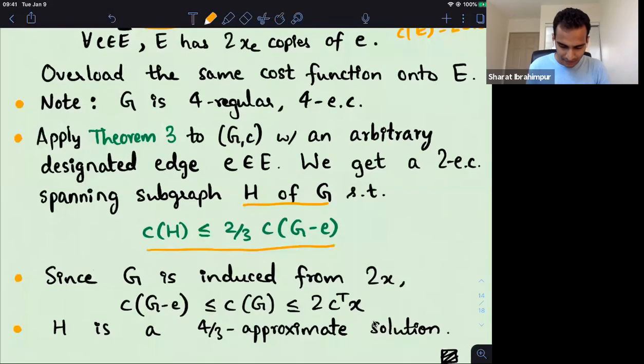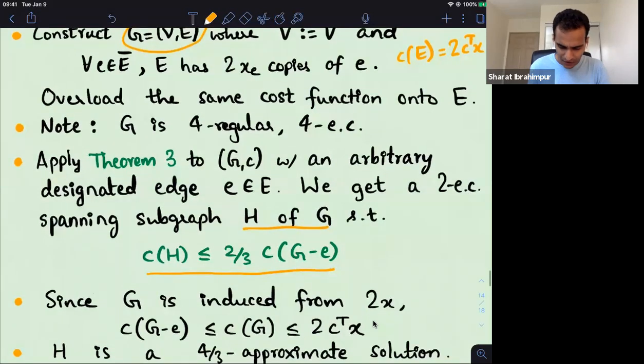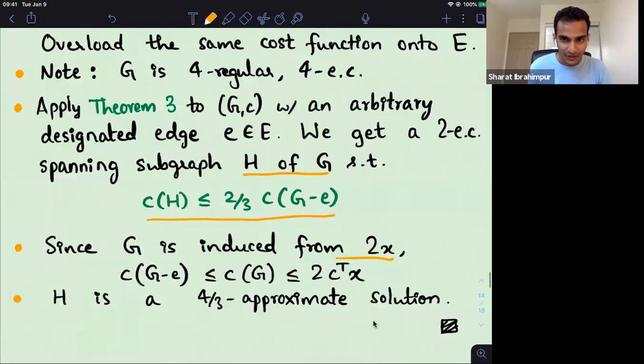And as mentioned before, because G is induced from 2x, we lose a factor 2. So this 2/3 and then this factor 2, that results in the 4/3 guarantee. That's what gives the 4/3 number.